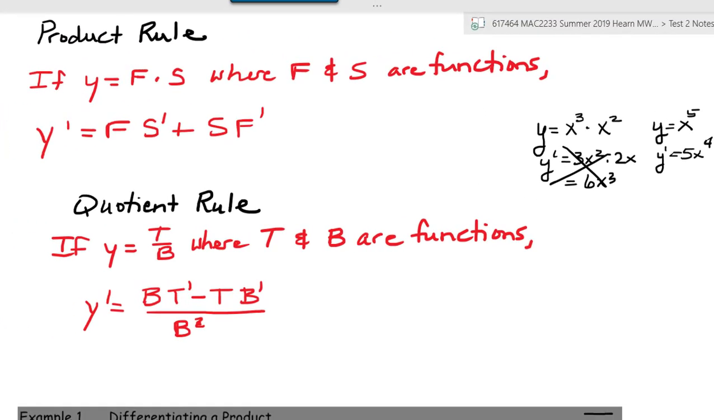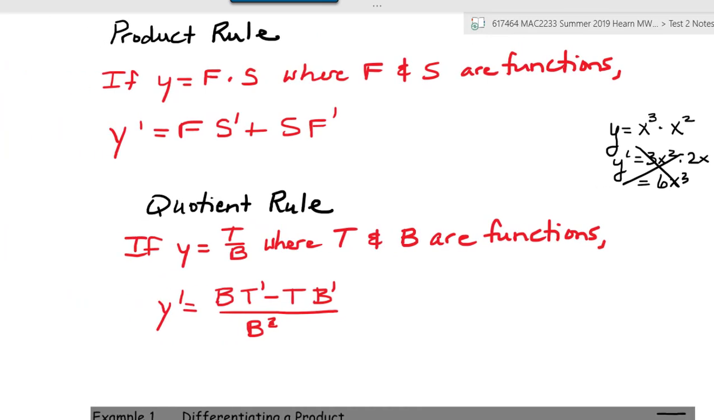However, there is a way that we can take derivatives of products of functions. If you have a function y equal to the first part times the second, we'll call those f times s, where f and s themselves are functions, then we can take the derivative by finding the first function times the derivative of the second plus the second function times the derivative of the first.